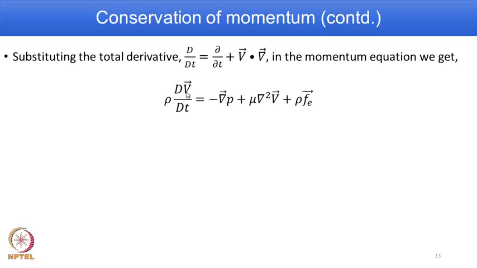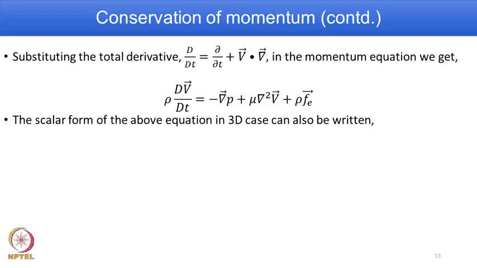So D by Dt of v is on the left hand side, and the right hand side is the same: pressure force, viscous force, and any other force. It is convenient to write in vector form, but sometimes it is easy to write the equation in scalar form. So we will also see how to write the momentum equation in scalar form.